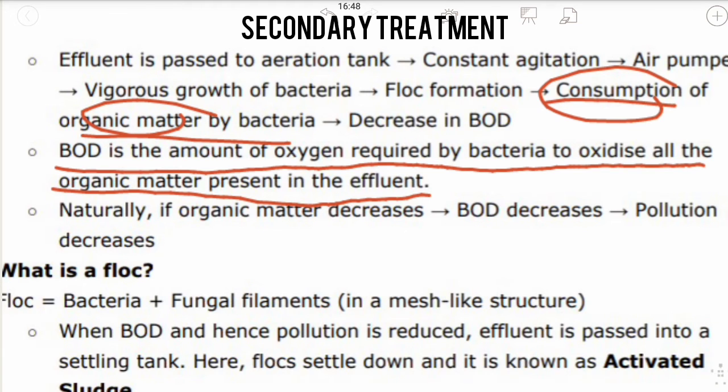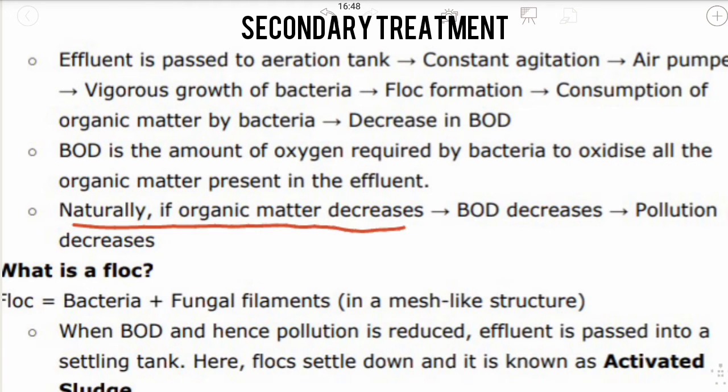Simple. Okay, then naturally, if organic matter decreases, BOD decreases. Then pollution also decreases. Very simple. If organic matter decreases, then a decrease in BOD takes place. As the consumption of organic matter by bacteria decreases, BOD will also decrease. So why are we decreasing this? Mainly to reduce the pollution.